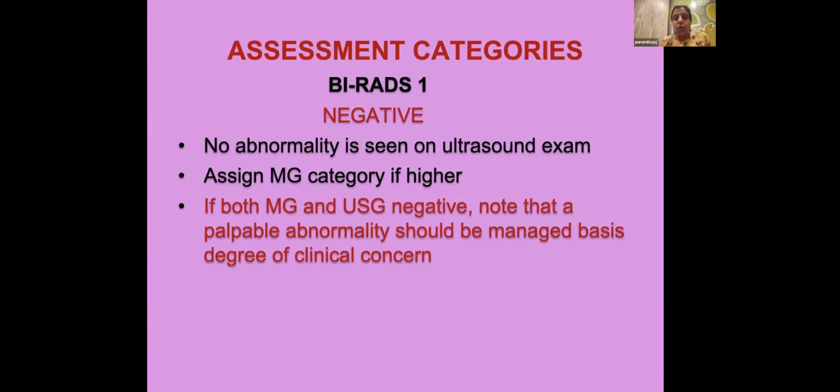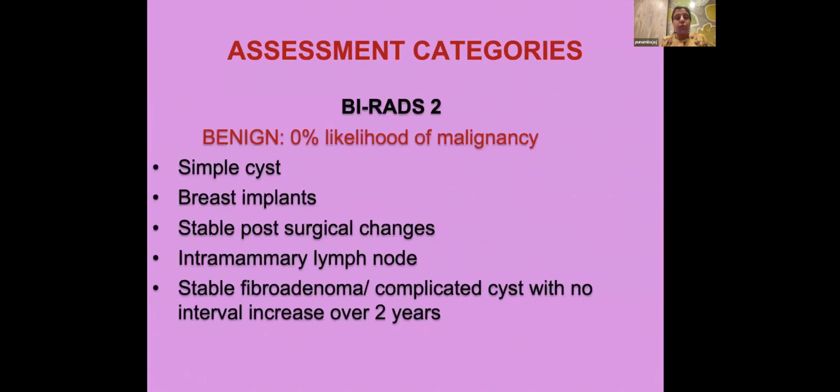So coming to that, let's go to BIRADS 1. It means it's negative. We see no abnormality on ultrasound. Like I said, assign the mammogram category if it's higher. And if both are negative, it's always worthwhile to put a little disclaimer on your report saying that a palpable abnormality should be managed on the basis of the degree of clinical concern. BIRADS 2 means that there is zero likelihood of malignancy. There is no chance that these lesions can be malignant or in future become malignant.